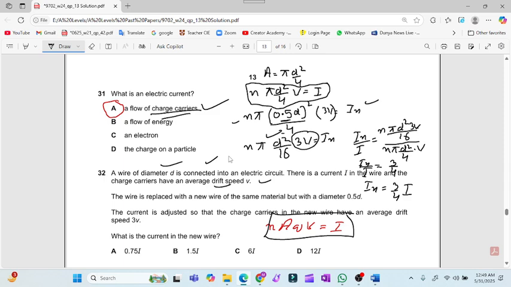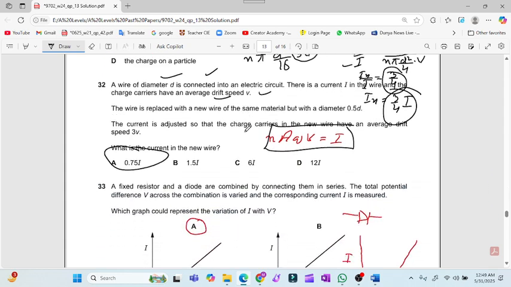Now we will find the ratio of new I over I, and then it will become 3 by 4, so I will get the answer 3 by 4, which is equal to 0.75 I. So 0.5 square over 4 and 1 over 16 are the same. You can use the calculator in order to calculate this as well.